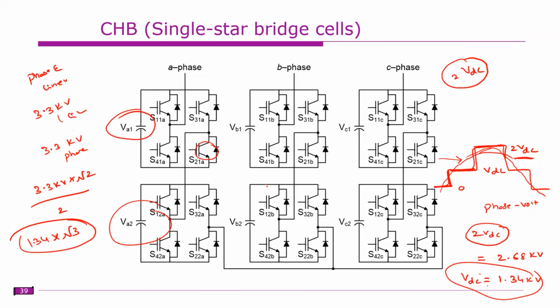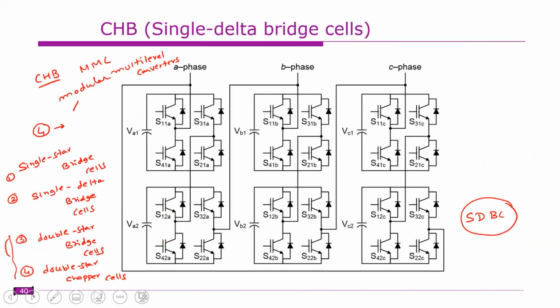So in other words, if you keep the cascade number the same, this delta connection requires root 3 times more H bridges per phase when compared to the star connection. We assume that the cascade number of these two converters is the same. So that is the disadvantage with this delta connection.